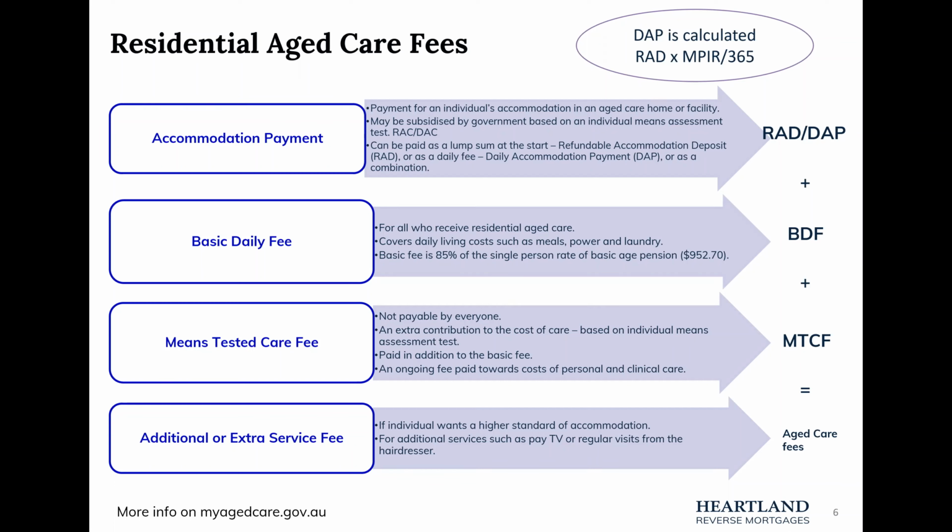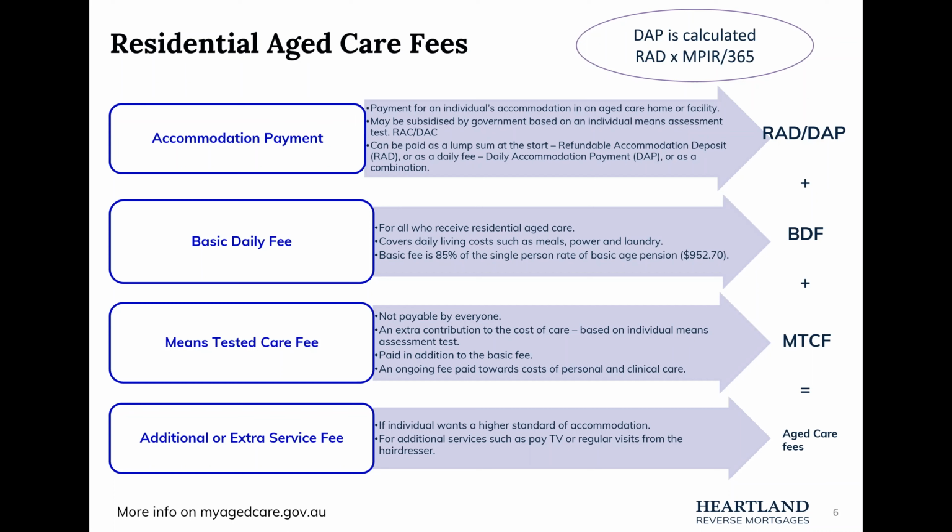So that's the first bit. And then on top of this, there's also a basic daily fee, which is for all those who receive residential aged care. And this covers daily living costs such as meals, power, and laundry. The basic fee is basically 85% of the single person rate of basic age pension, which is currently $952.70. So that usually can be covered by the pension.